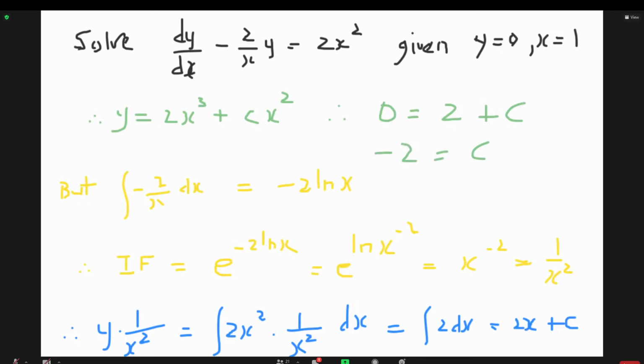So you cannot, that's not the answer, right? They ask you to solve given that. So your answer is therefore y is equal to 2x cubed minus 2x squared. All right. If you don't write that, you're going to lose the extra mark or the half mark. Okay, be careful. All right. Everybody understand it? Okay.